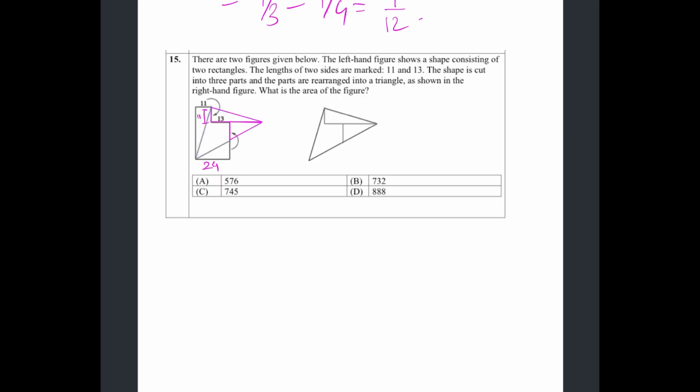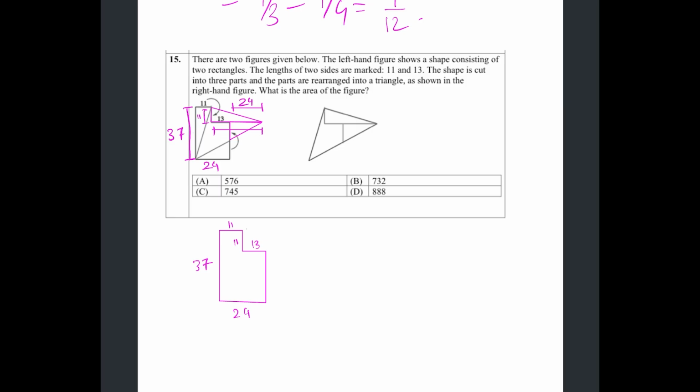Now if this fits perfectly, then this length should be 24. But if you think about this whole length, it's nothing but this length, and that comes out to be 13 plus 24, which is 37. So in our original diagram, this is 11, this is 13, this is also 11, this is 37, and this is 24.